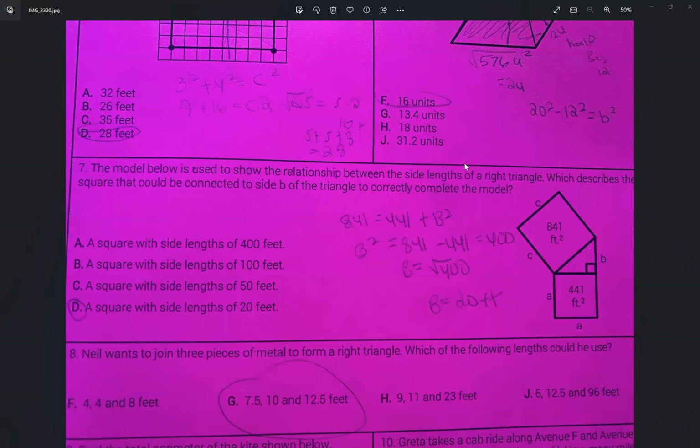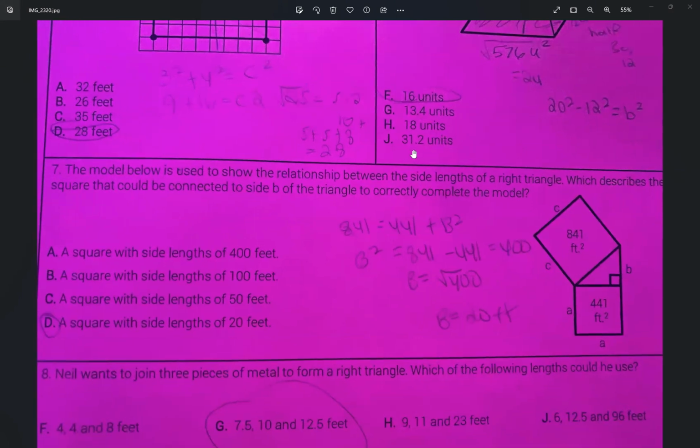Number 6. Oh, no, that would be number 7. Okay, let's see what's going on with 7. The model below is used to show the relationship between the side lengths of a right triangle. Which describes the square that could be connected to side B of the triangle to correctly complete the model. Okay, so let's see what we got here.